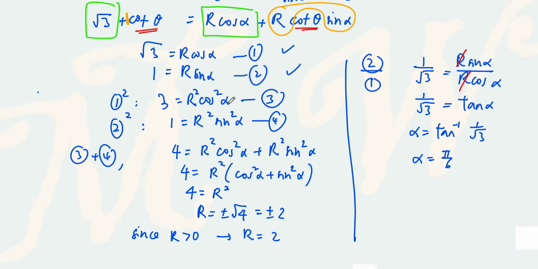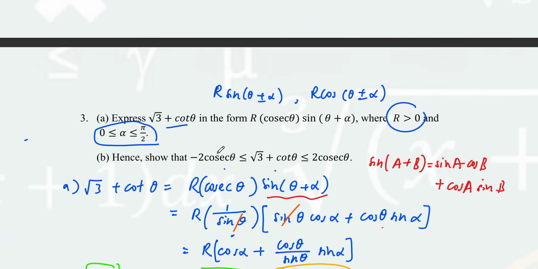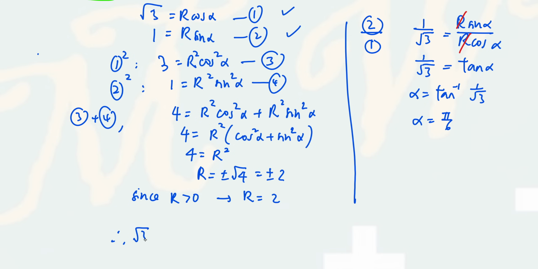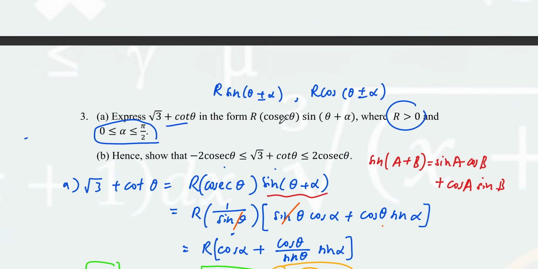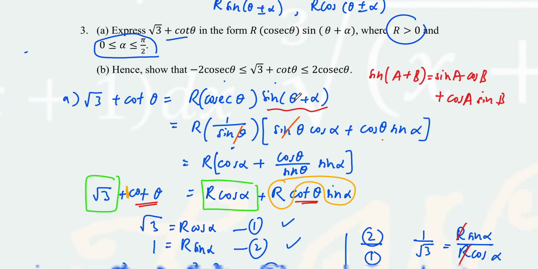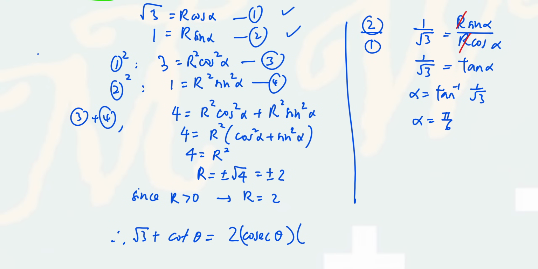Therefore, now I get the form. You can just write root 3 plus cotangent theta, that is r cosec theta, so my r is 2. 2 cosec theta, and then sine theta plus alpha. Okay, so done for this question.